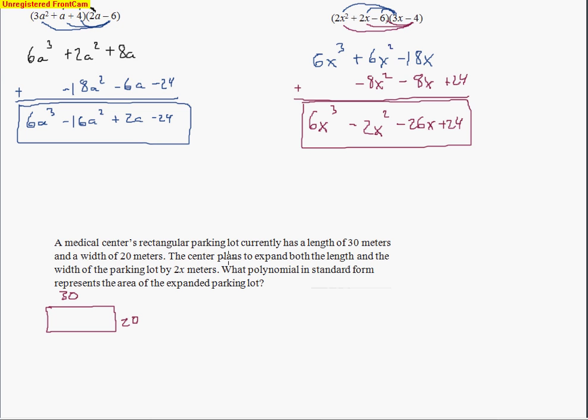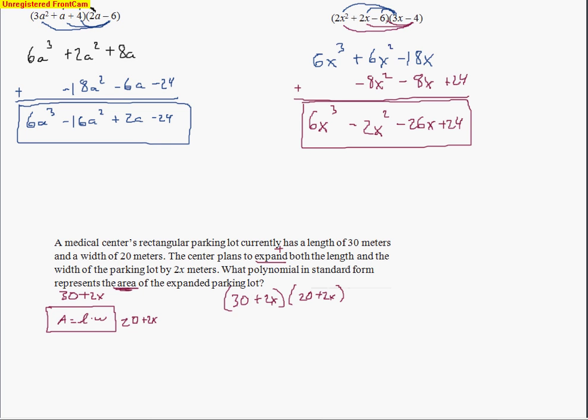The center plans to expand, so expand means add, so this is going to tell me to add to the length and the width of the parking lot by 2x. So the length by 2x and the width by 2x. So I add those together. So now write a polynomial in standard form that represents the area. Area is just going to be length times width. So I just multiply them. So 30 plus 2x multiplied by 20 plus 2x.